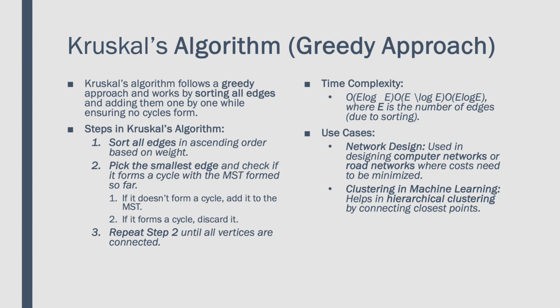Second is clustering in machine learning. It helps in hierarchical clustering, where it connects the closest points first to form clusters. So image segmentation and pattern recognition could be an example for that.